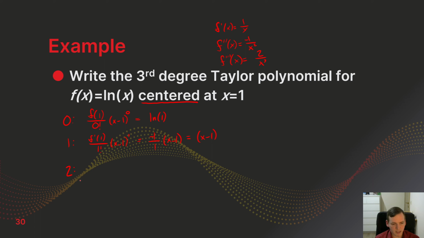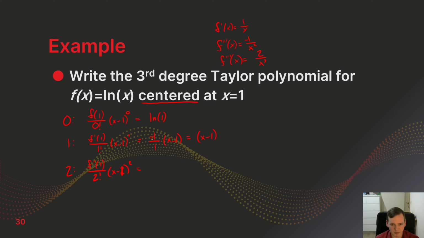And then our second term. So remember we've gone 0, first, second. So second will be the second derivative at 1 divided by 2 factorial times x minus 1 to the second. And that will give f double prime of 1 is negative 1 over x squared. Sorry, this should have been plus 1, right? Let me check my notes.